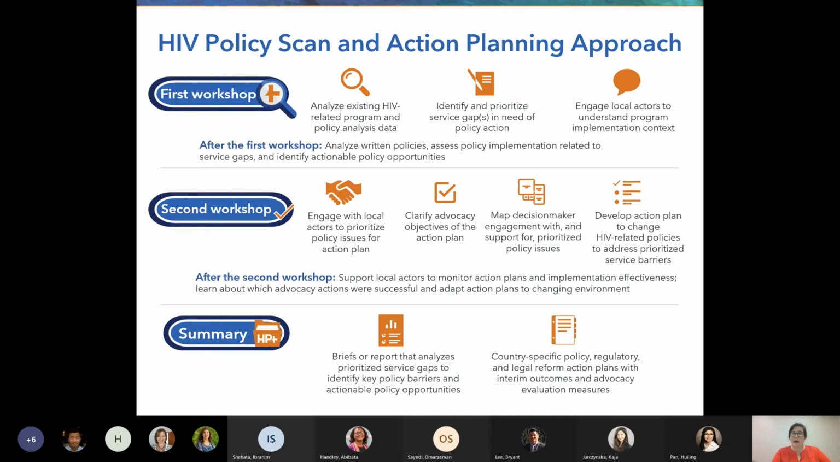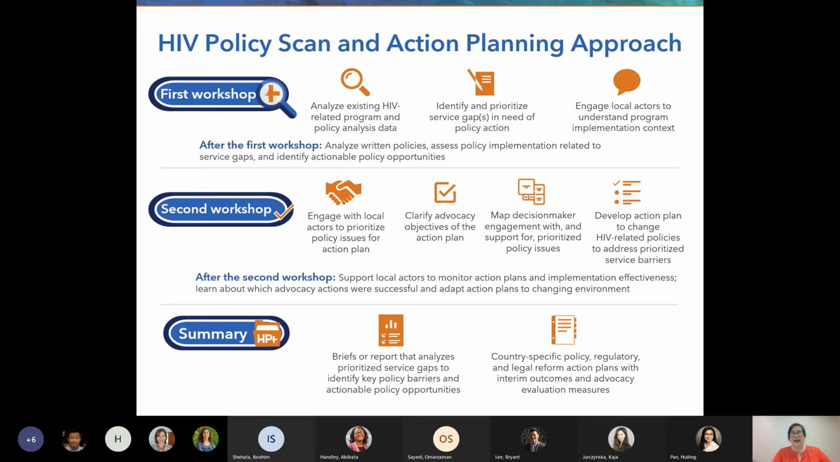Based on that analysis, we bring that to a second workshop gathering of stakeholders to demonstrate and show to the stakeholders what their legal and regulatory environment looks like, what information we were able to gather about what's happening in practice. And they further define an advocacy issue, the policy issue that they really want to dive into and address. Through that process, they develop an advocacy strategy, a plan, and then receive support if needed to implement that plan.